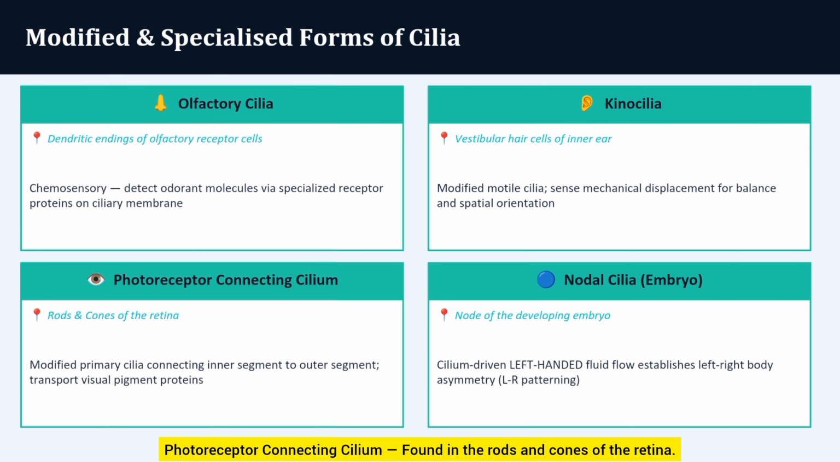Photoreceptor connecting cilium, found in the rods and cones of the retina. This is a highly modified form of primary cilium that connects the inner segment to the outer segment. Visual pigment proteins are transported through the cilium. A ciliary defect leads to retinal dystrophy and blindness, as seen in Bardet-Biedl syndrome.